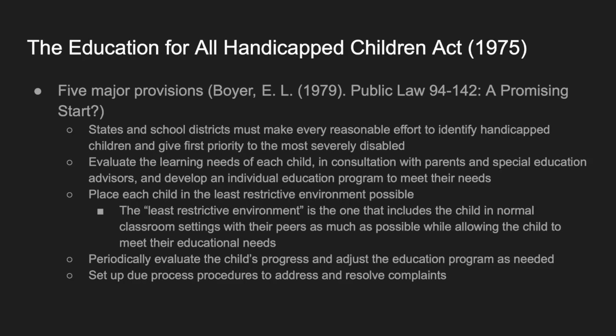And as I mentioned, the Education for All Handicapped Children Act was broken into some major provisions. Basically, with these provisions, they were broken down by states and schools. Districts must make every reasonable effort to identify handicapped children and give first priority to the most severely disabled. This was the zero reject policy that came out in the IDEA.